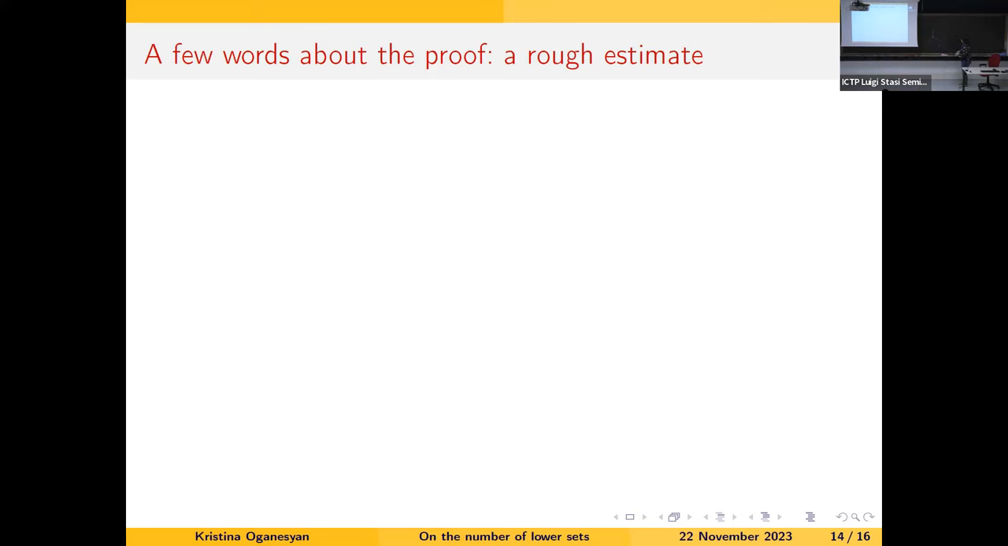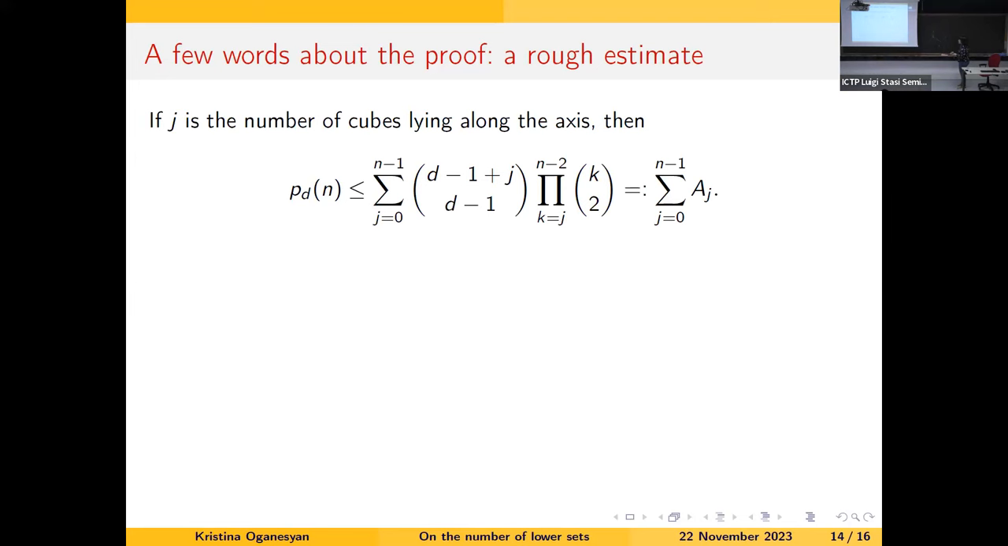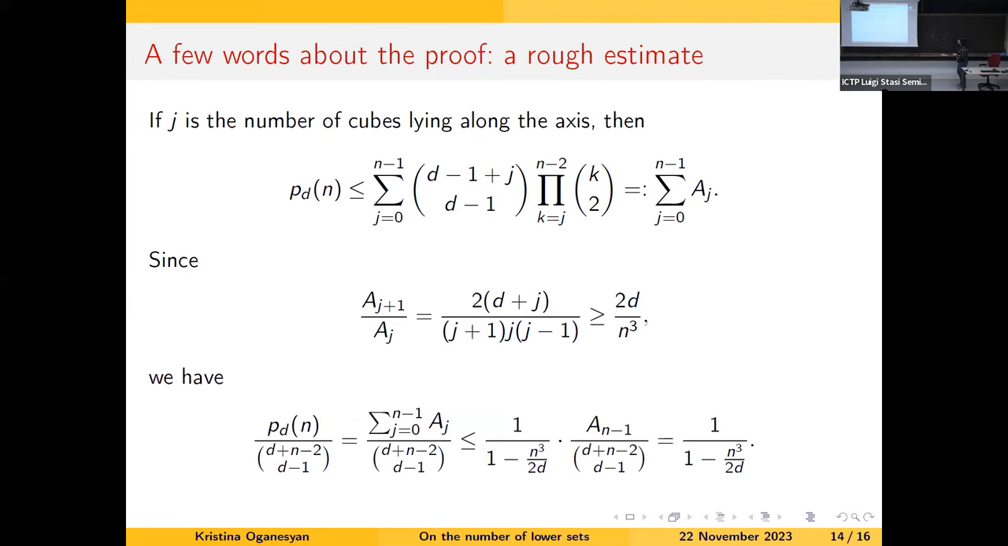Okay, the next step, I already have j plus one cubes and the number of ways to put a new one is at most this one, and so on and so forth. I come to this thing. So the maximum number of ways to construct a new lower set is to sum this over all j's. Let's denote this quantity here by a_j. And then if j is very big, you can say that every next a_j is at least twice the previous one. And it means that I can estimate the whole thing by twice the last guy.